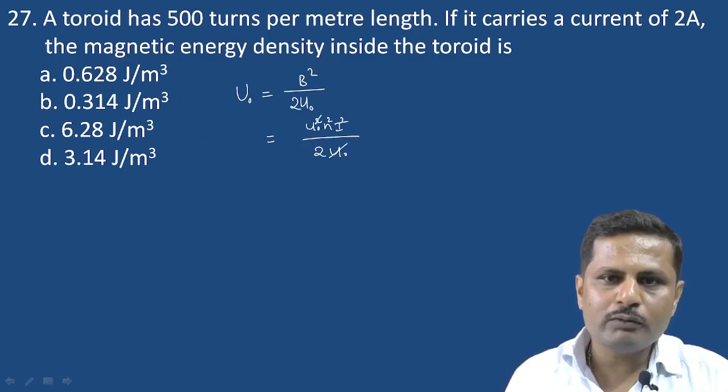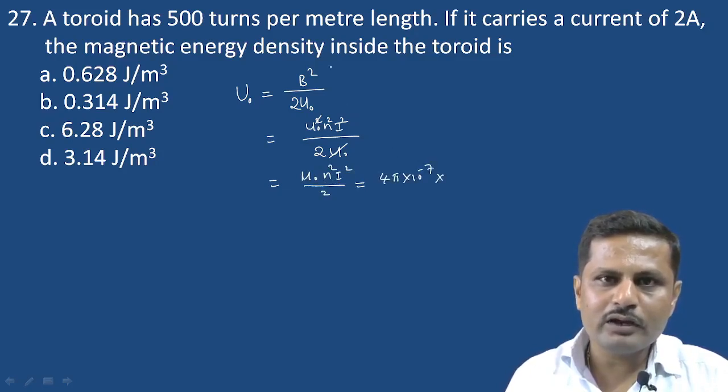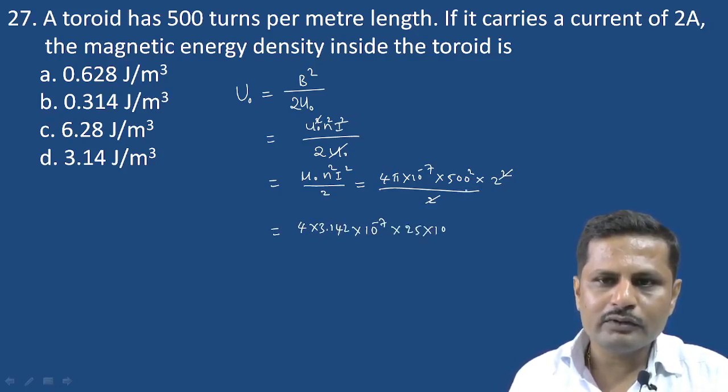And here this mu naught and 1 mu naught from the numerator will cancel, and then you will get mu naught N square I square divided by 2. I'm substituting the values: mu naught value is 4 pi into 10 to the power of minus 7, into N square. Here N is 500, so 500 square, into I which is 2 ampere, so 2 square divided by 2. This 2 gets cancelled, and we get 4 pi, that is 4 into 3.142 into 10 to the power of minus 7 into 500 square. 500 square is nothing but 25 into 10 to the power of 4, into 2.